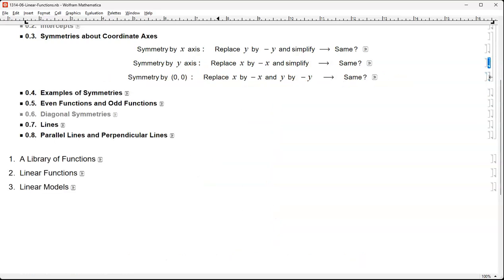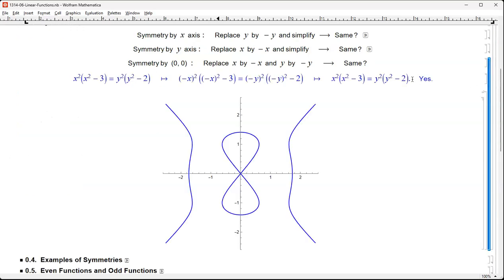And then here's an example of symmetry by the origin. Substitute x by negative x and y by negative y and simplify. Both have even powers, so negatives all disappear. So whether I use substituting x or substituting y or both of them, they're all symmetries. So not coincidentally here, we have all symmetries. Symmetry by the x-axis, symmetry by the y-axis, origin, all three as a matter of fact.